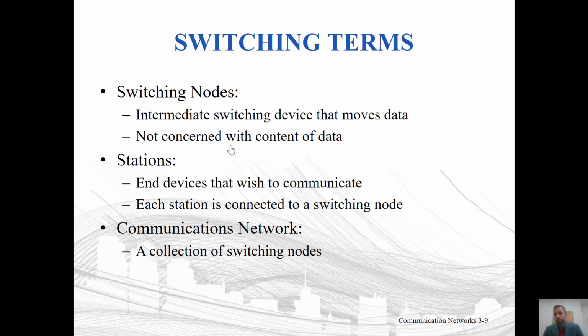All right, so we need to go over some switching terms. Some important definitions you need to know are the switching nodes themselves, the stations, and also the communications network. So just so we're on the same page: a switching node is just an intermediate switching device that moves the data around. You're not concerned with the content of the data at the switching node. Stations are the end devices that wish to communicate, and each station is connected to a switching node. And the communication network itself is just a collection of switching nodes.